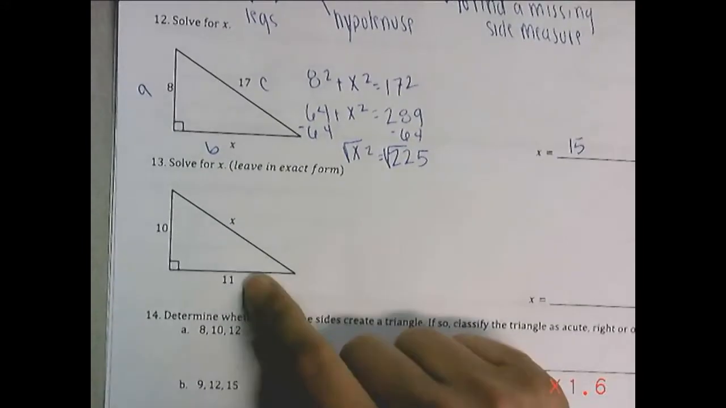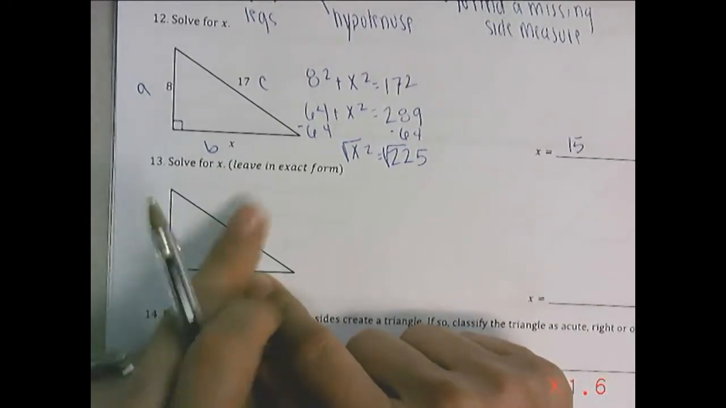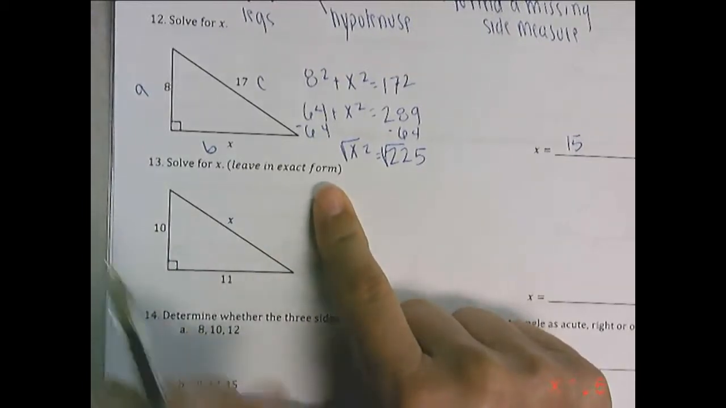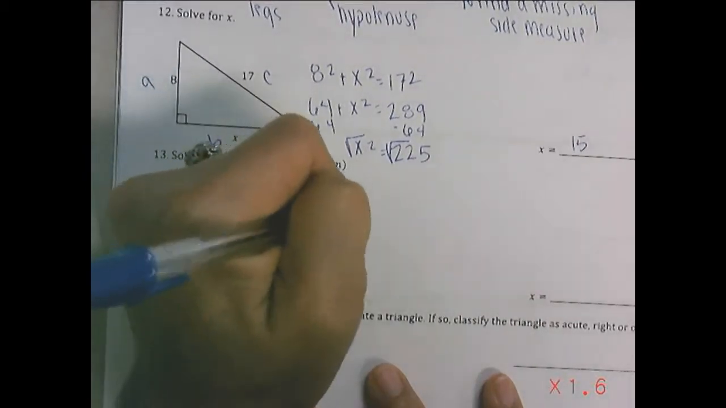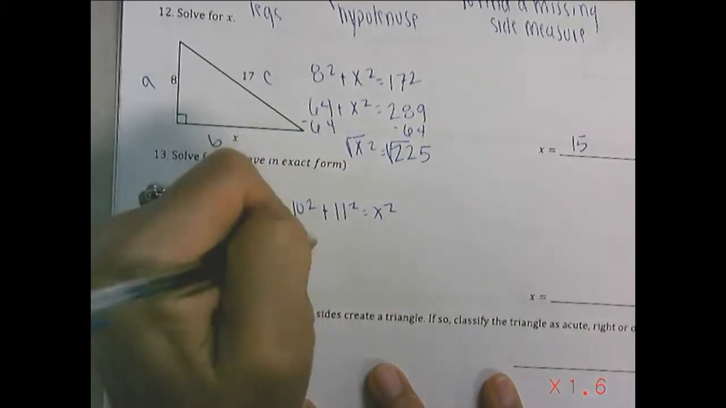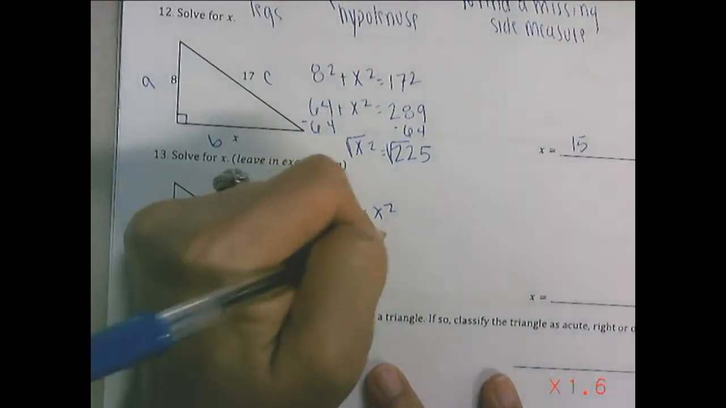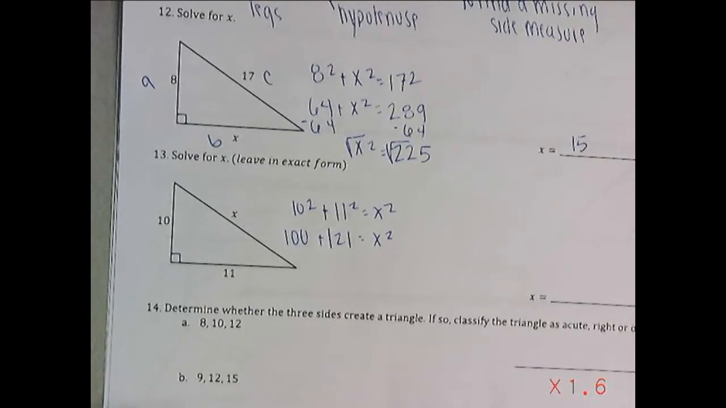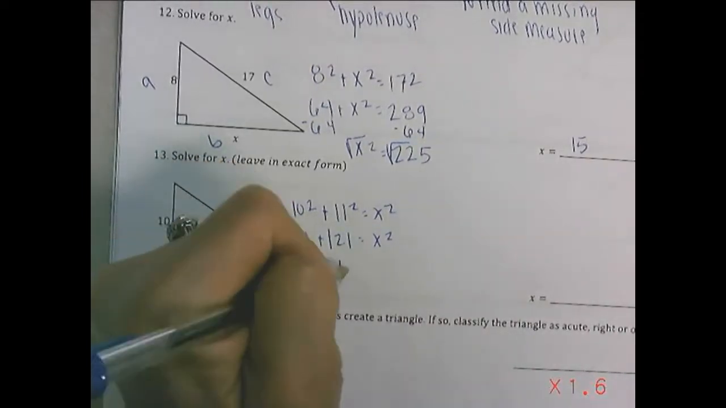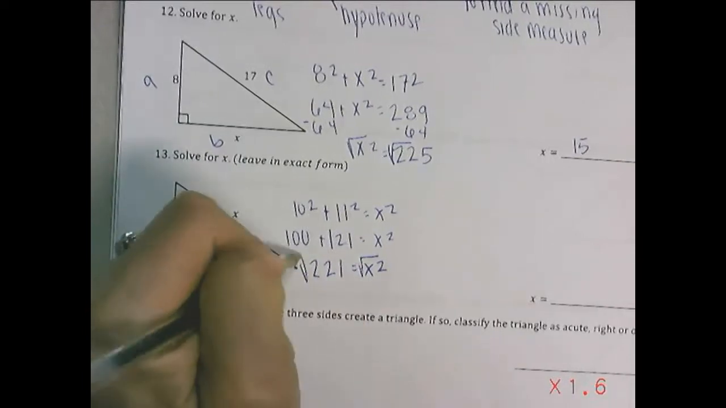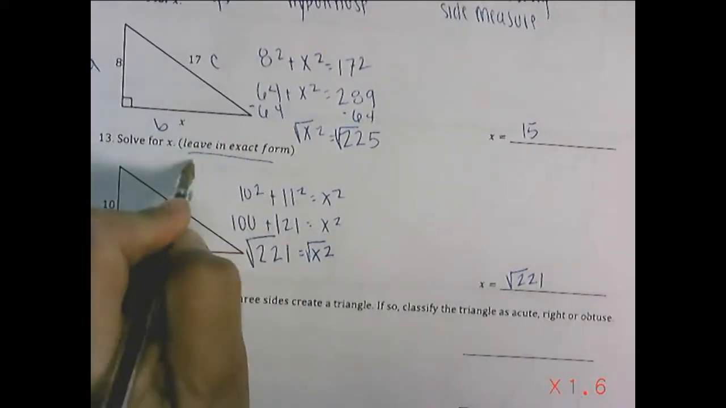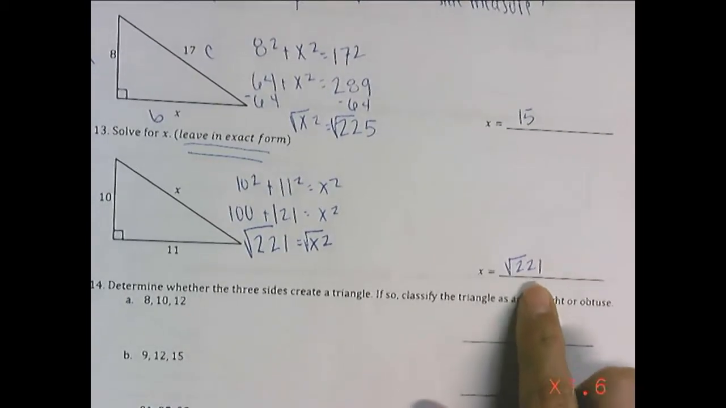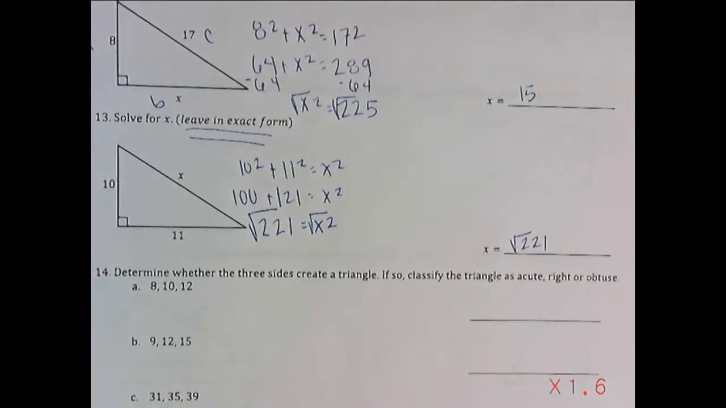Right here, it says solve for x, leave an exact form. That means leave it as a radical, you guys. If it's not a perfect square, then leave it as a radical. So this would be 10 squared plus 11 squared equals x squared. Well, 10 squared is 100, plus 11 squared is 121, equals x squared. Oh, excuse me, that would be 221 equals x squared. We would take the square root to get x alone, and you would leave your answer as rad 221. Leave an exact form. That's what that means, all right? Because if we give a decimal, remember that's an approximation because that decimal goes on forever.